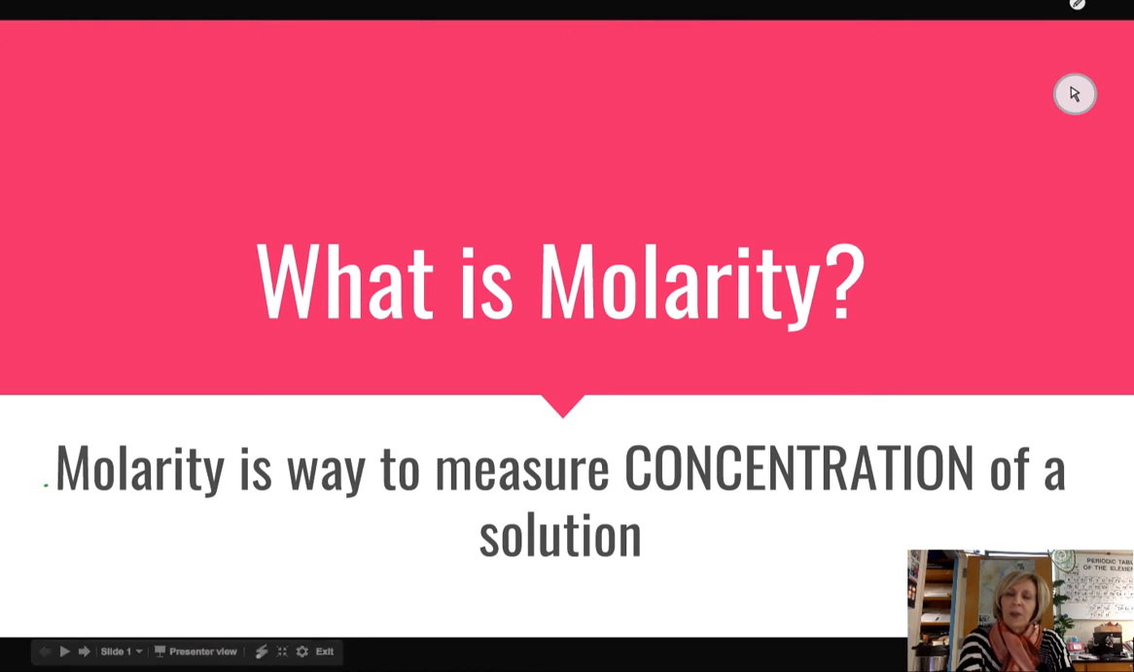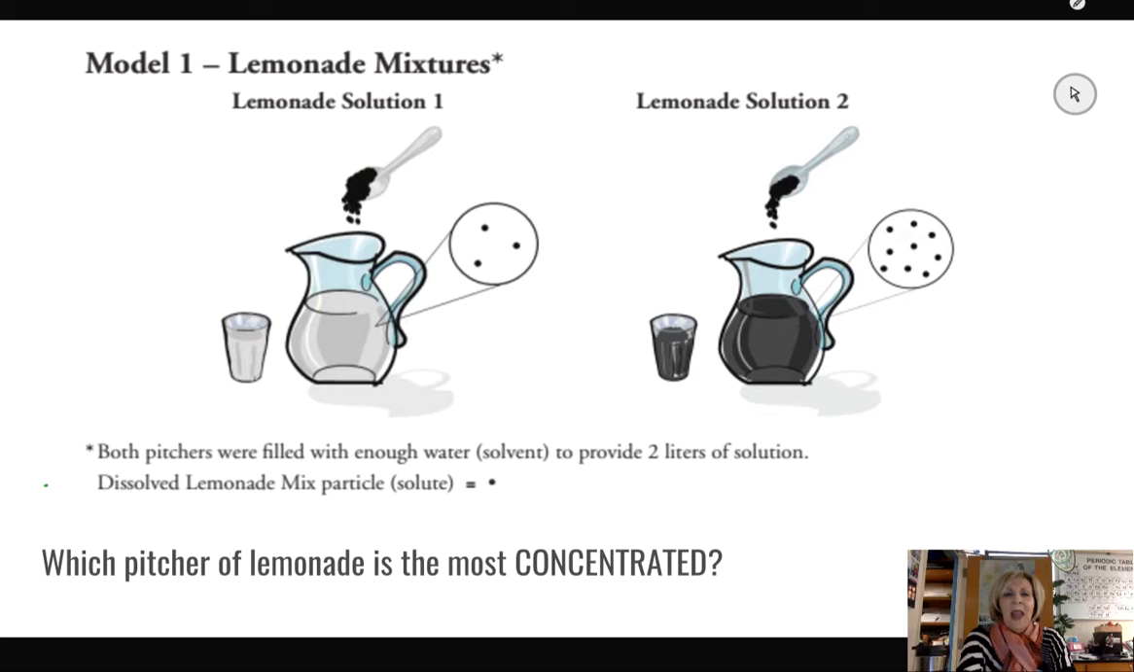There's several different ways that we can do that, but molarity is one way. To think about the concentration of a solution, think about making a lemonade mix. If you add a lot of that powdered lemonade mix, then you can make your lemonade very concentrated. If you added less of the mix, then you would make it more dilute.